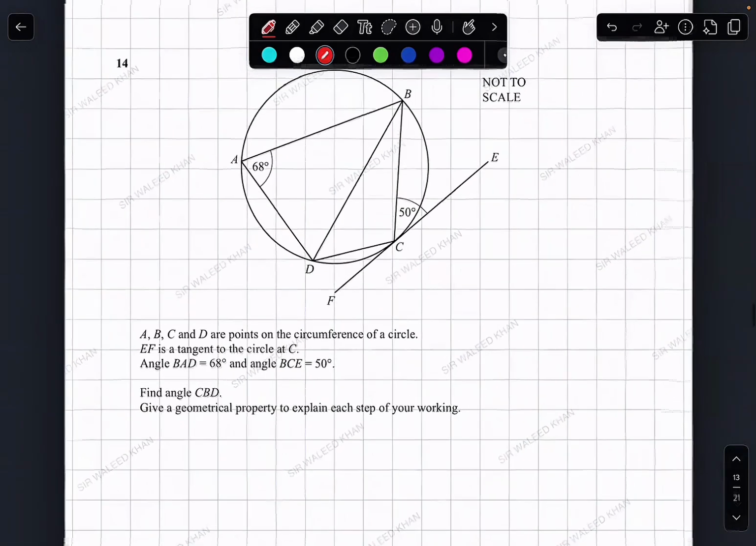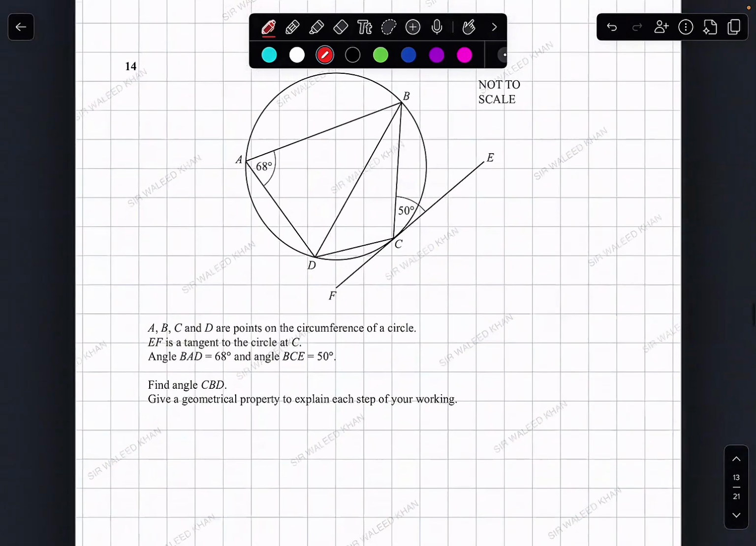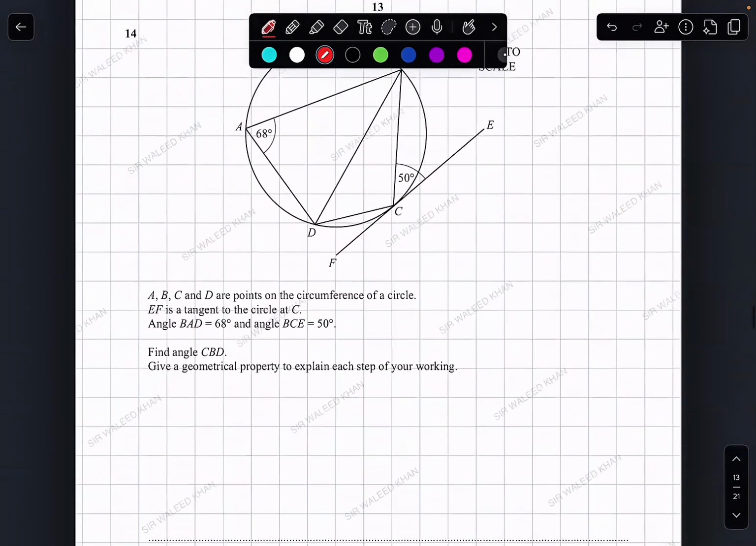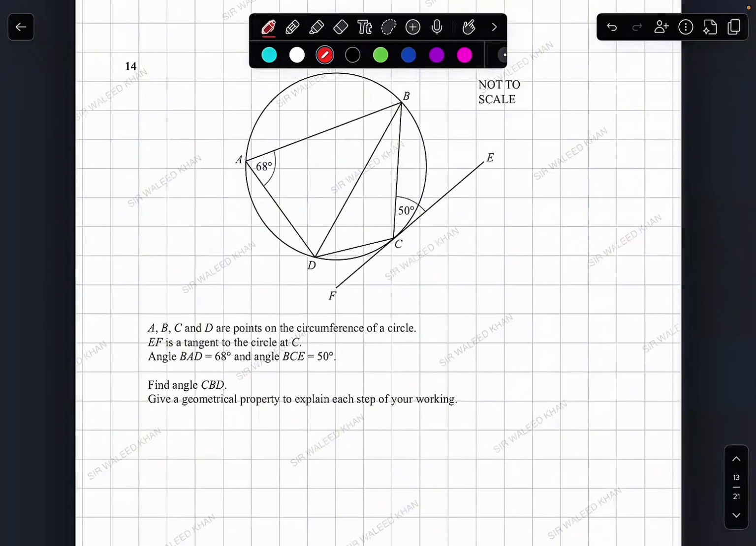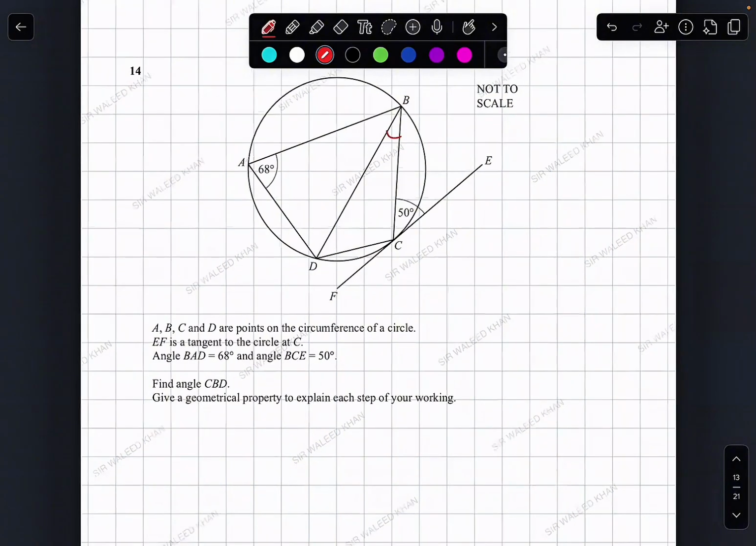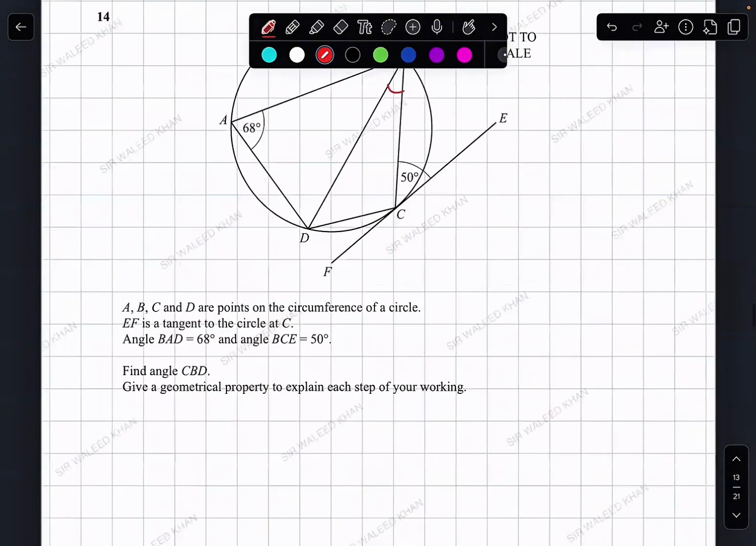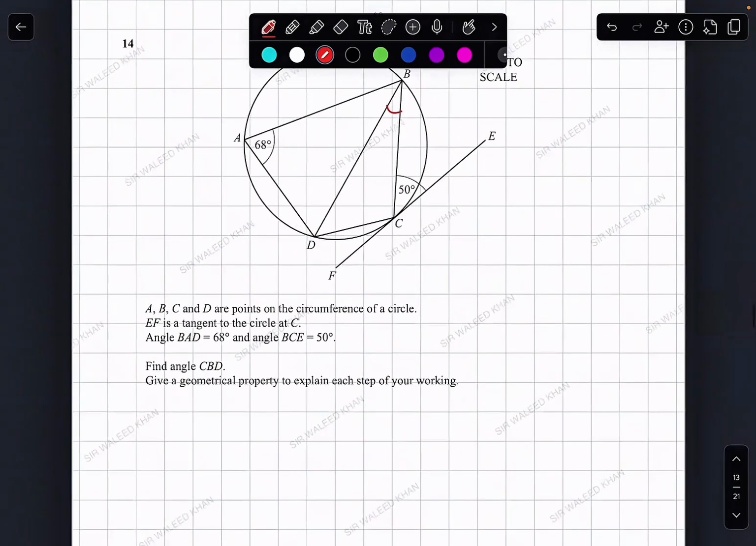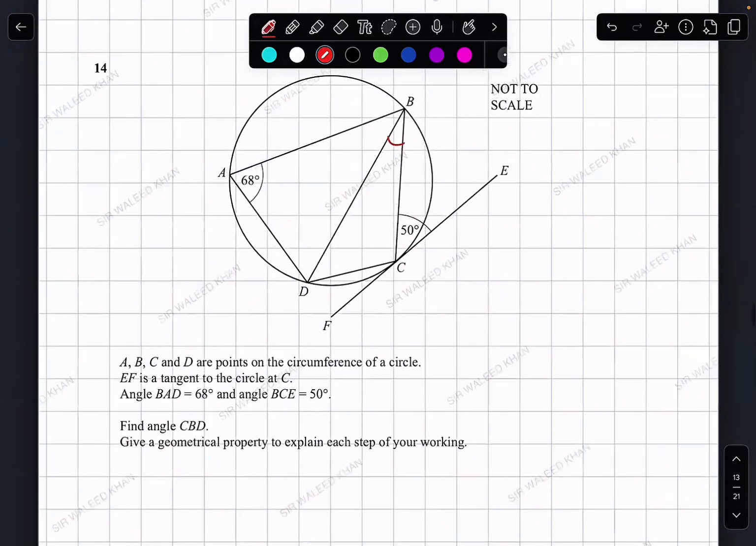Angle BAD is equal to 68, right? And this is 50, right? Find angle CBD. C, B, and D. This over here. This angle is required. To figure out this angle, they are saying to use geometrical properties, circle theorems to explain each step of your working.